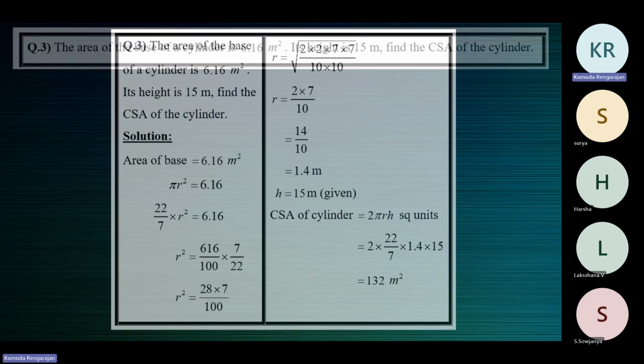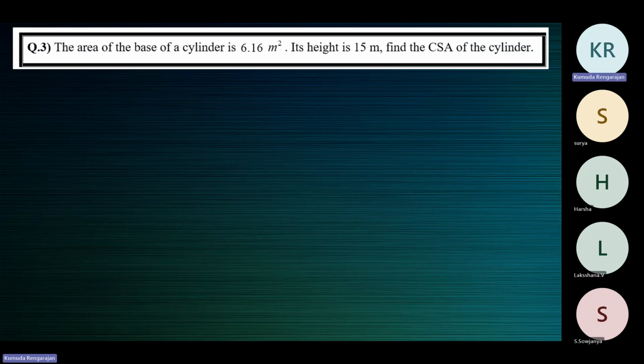Okay, see the next question. The area of the base of a cylinder is 6.16 meters square. So again, area of the base. So that means pi r square is 6.16 meters square. The height of the cylinder is given. Find the CSA of the cylinder.